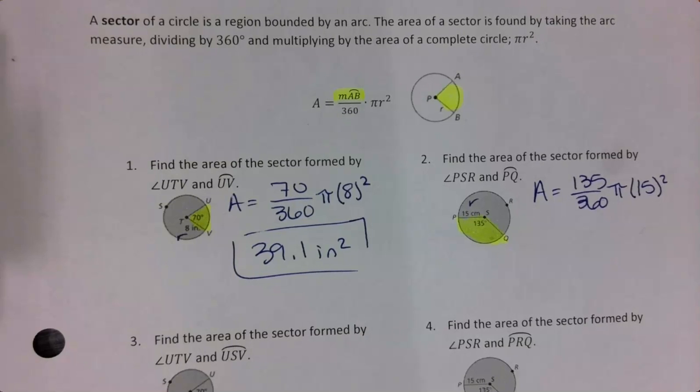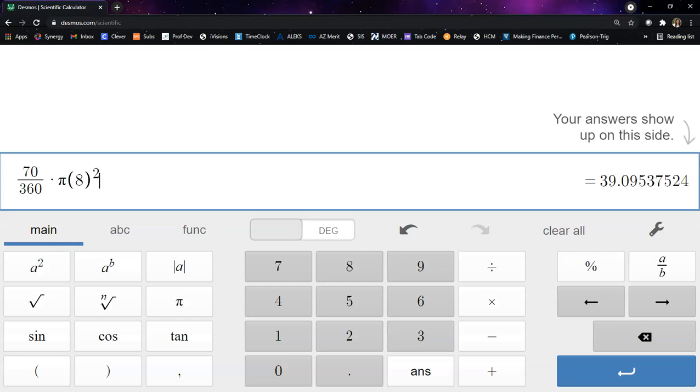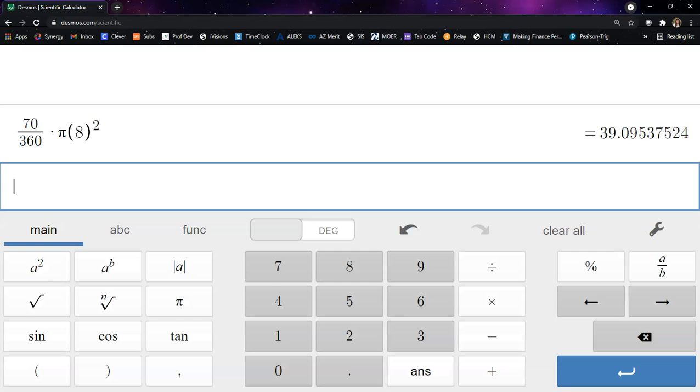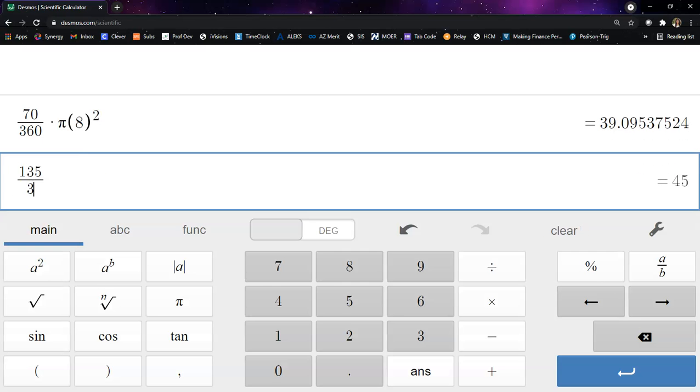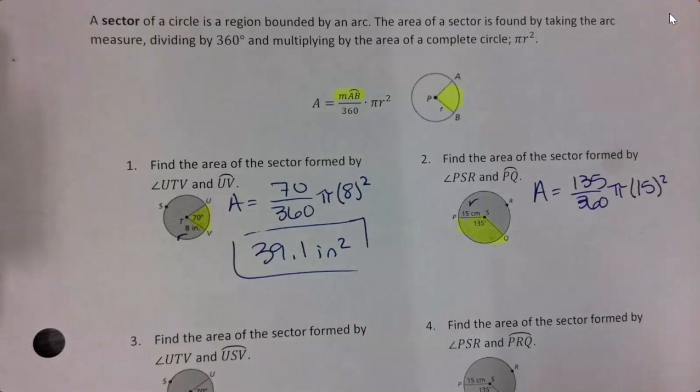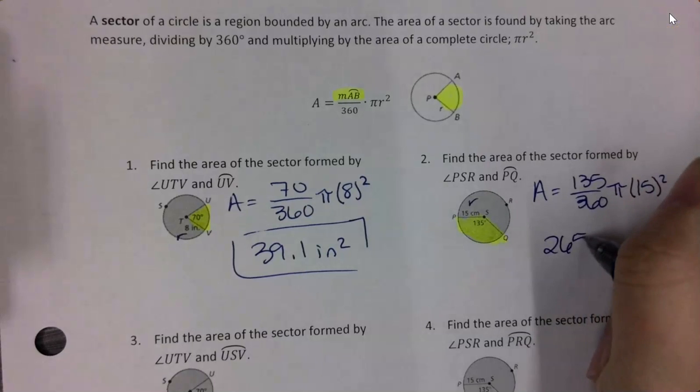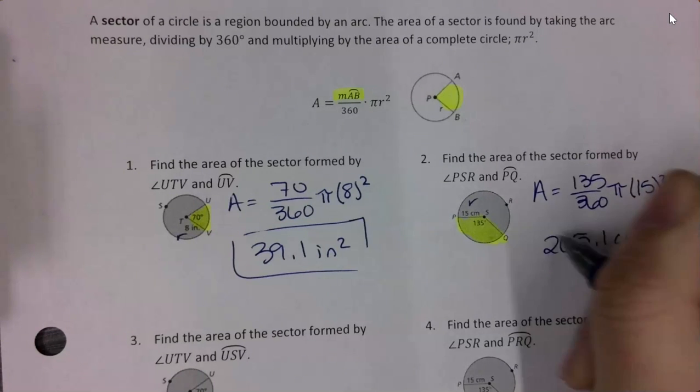Okay, and I want to go ahead and type this into Desmos. So this one is 135 divided by 360 times pi, and then this one is 15. Oops. Squared. So this one gets me 265, and that's going to round because of the 7, so 265.1. And this is centimeters squared.